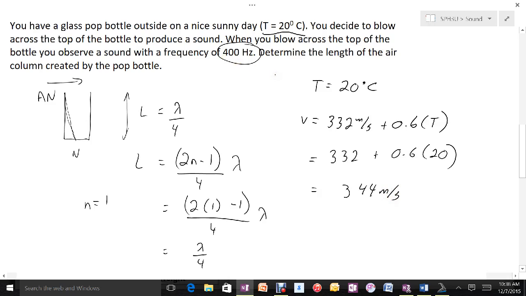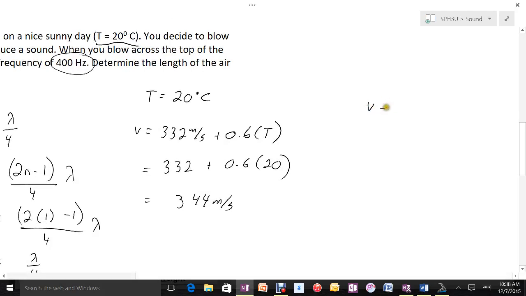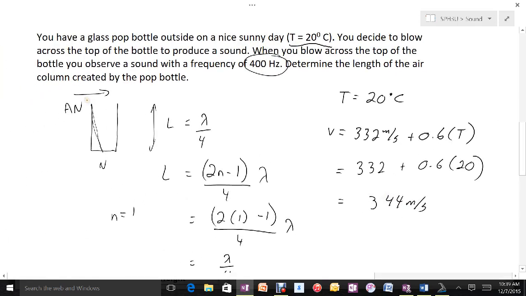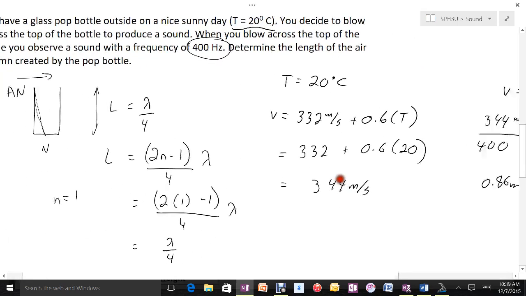Now, if I have a frequency and I have a speed, I can use the universal wave equation to get the wavelength. 344 meters per second, frequency of 400 Hertz, and a wavelength. So if I divide both sides by 400 Hertz here, I get the wavelength, which works out to 0.86 meters, and that's going to be related to the length of the pop bottle.